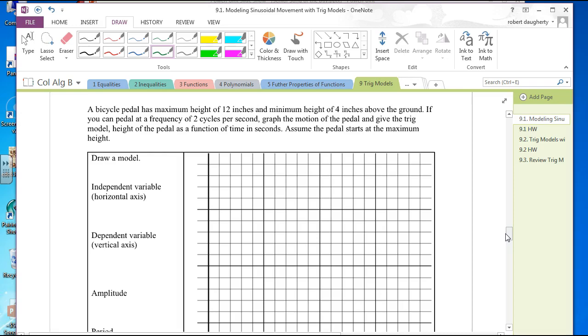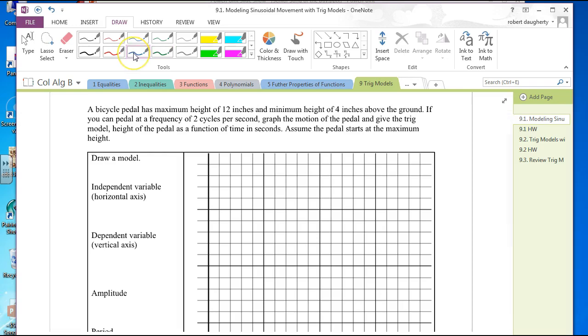Bicycle pedal. So a bicycle pedal has a maximum height of 12 inches and a minimum height of 4 inches above the ground. If you can pedal at a frequency of 2 cycles per second, graph the motion of the pedal and give the trig model the height of the pedal as a function of time in seconds.